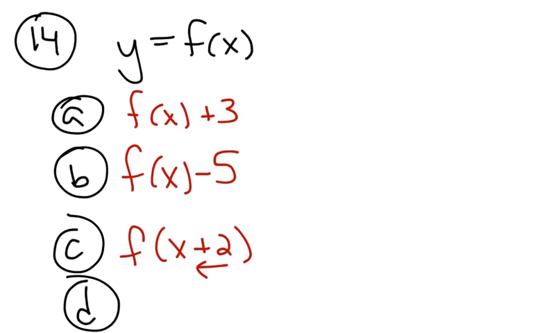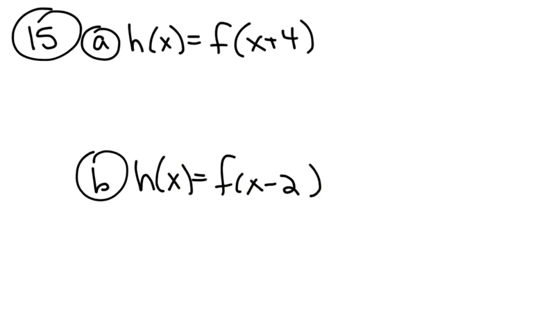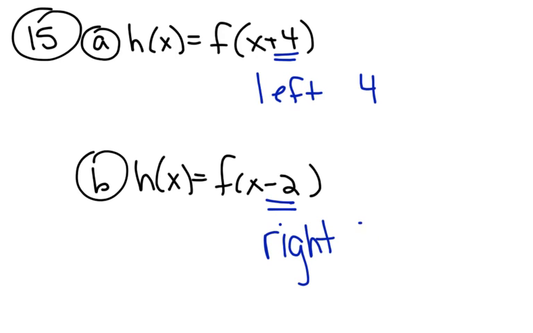Because if I want to go to the right 7, it's going to be x minus 7. Now let's go the other direction. How about I give you the equation and I ask you for what's the transformation. Well, in 15a, f of x plus 4, this graph would be moving to the left 4. And h of x equals f of x minus 2 would be going to the right 2. The numbers that move the graph up or down are always outside the parentheses.